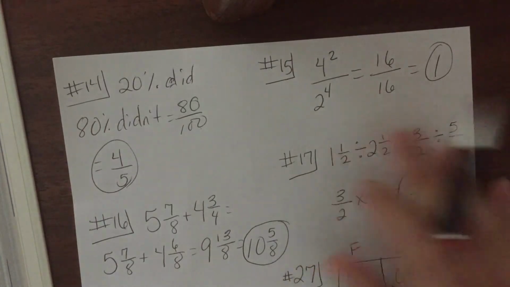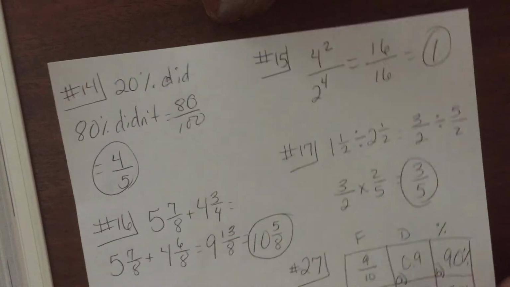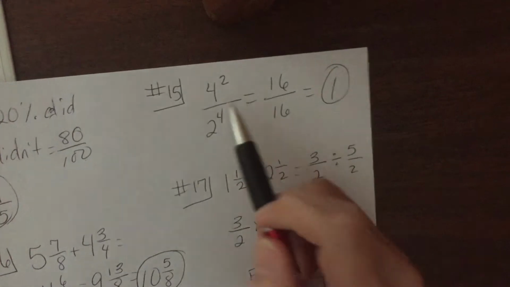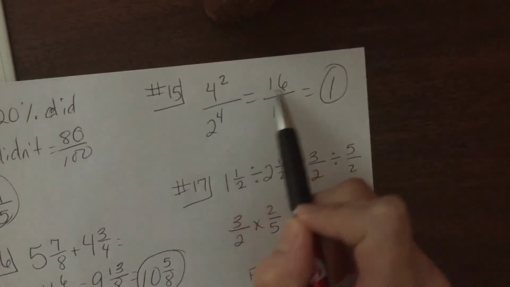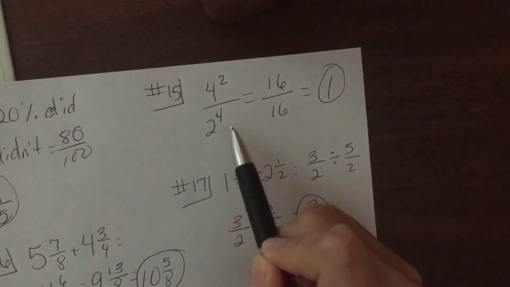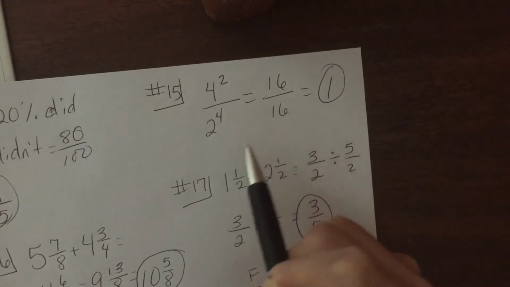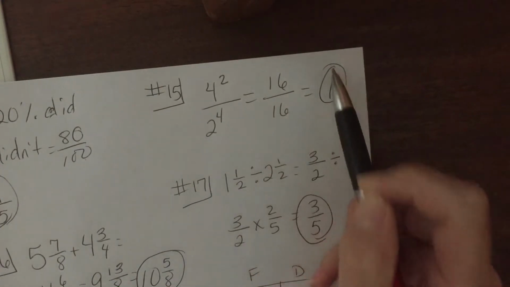Number 15. We had 4 squared divided by 2 to the 4th. So I got to take care of the exponents first. 4 squared is 16. 2 to the 4th is 2 times 2 times 2 times 2, which is also 16. 16 over 16 reduces to 1.